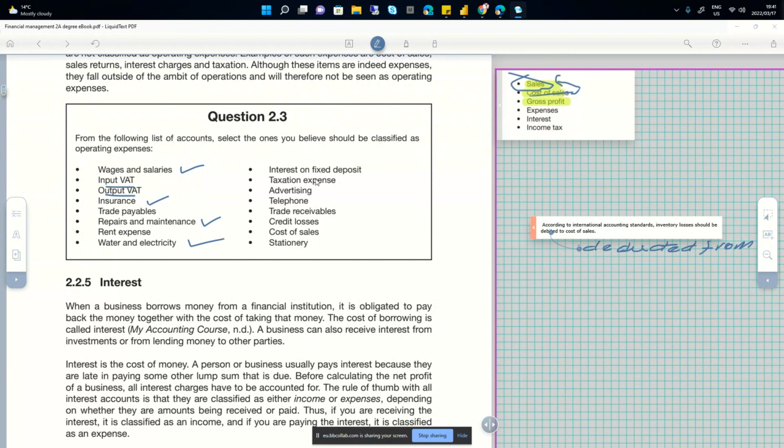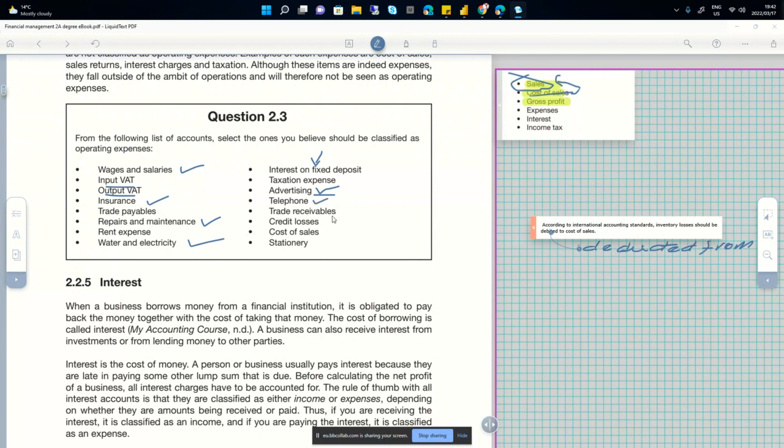Interest on fixed deposit. Interest, actually, it's an income. If we are paying out interest, that's one thing, but if we are collecting interest on a fixed deposit that we have put in the bank, that's an income to us. Taxation, expenses. Advertising, not an expense, because we're not expecting to get it back. If we've paid to advertise for something, we're not going to ask that money back.